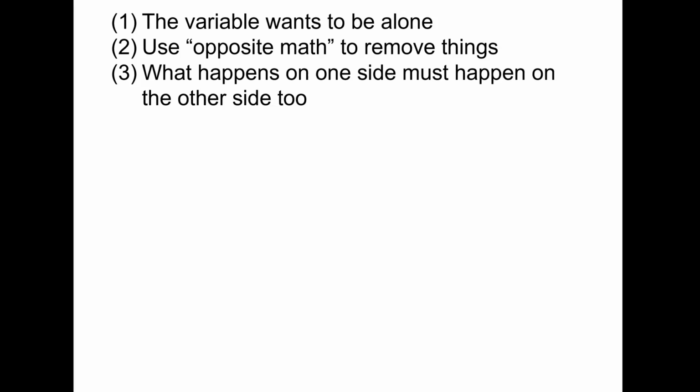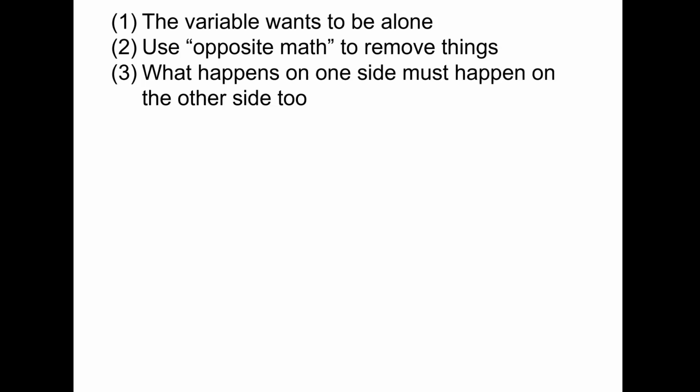Over the last 2 weeks, we've been discussing the rules of algebra. So far, we have 3. Number 1, the variable wants to be alone. Number 2, we use opposite math to remove things. And number 3, whatever you do on one side, you have to do on the other side of the problem. Today, we are going to discuss the one situation where you don't follow these rules.